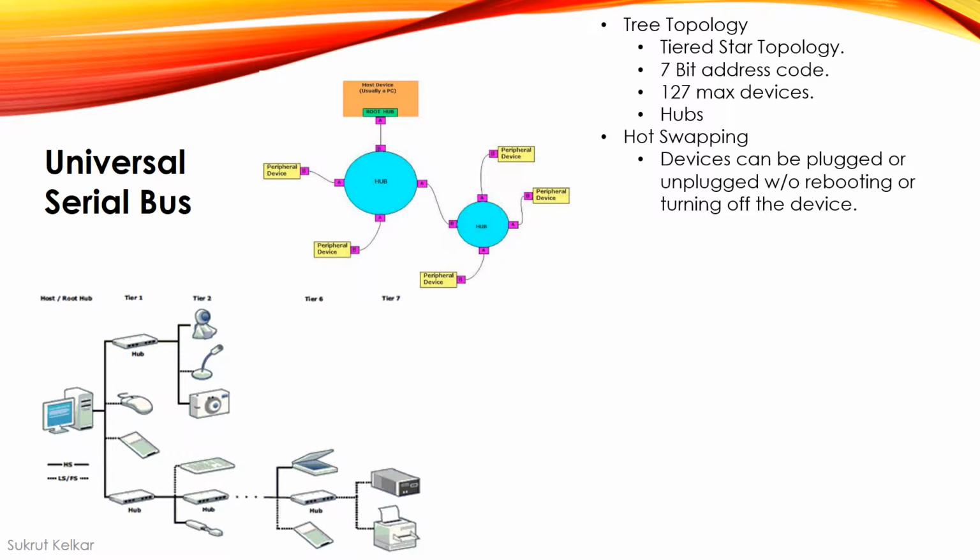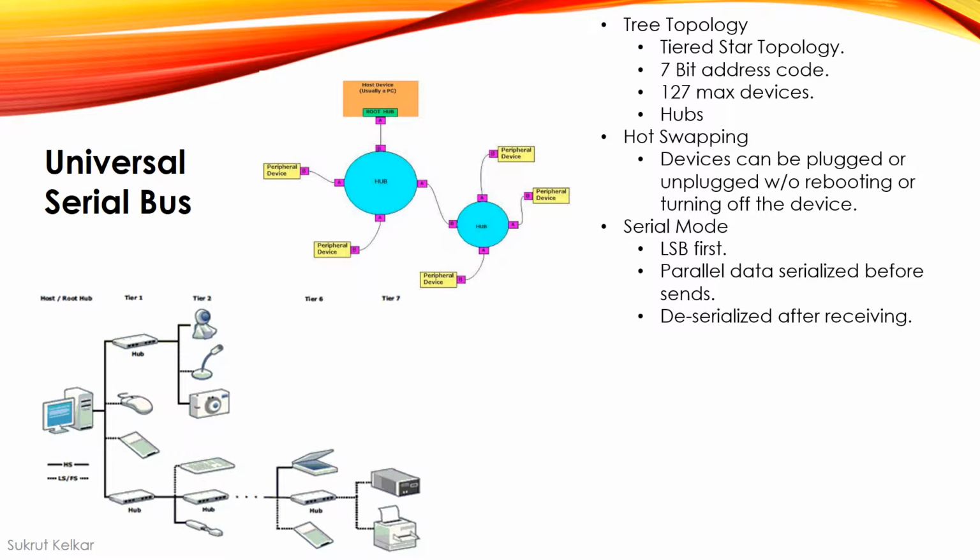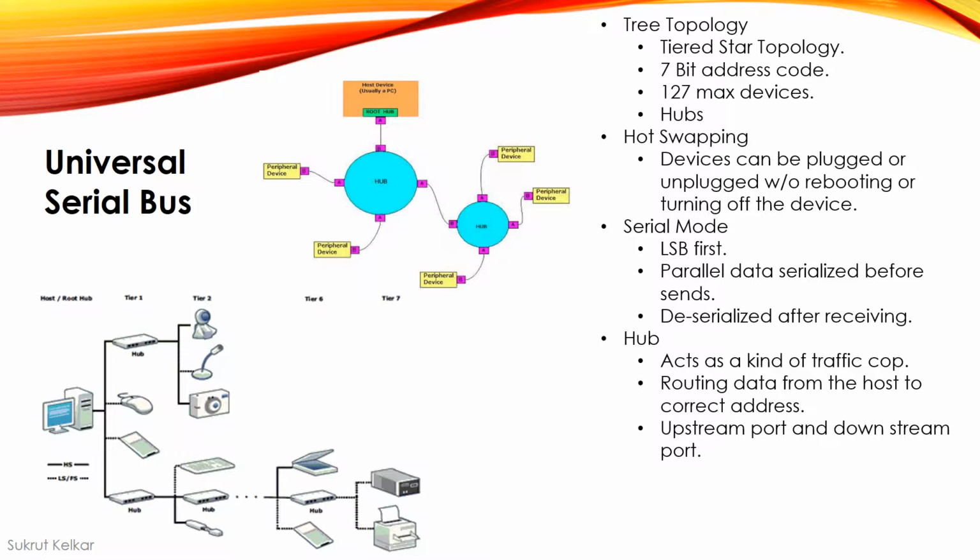Hot swapping. Hot swapping means that the devices can be plugged in and unplugged without rebooting the computer or turning off the device. Hub. Each hub routes the data from the host to its correct address and prevents bus contention clashes between other devices which are trying to send data at the same time. Single ports used to connect the host PC are known as the upstream ports. Ports used for connecting other devices to the USB are known as the downstream ports.